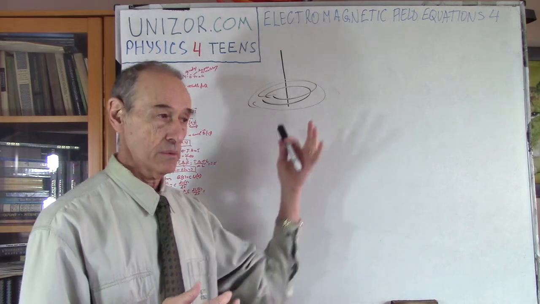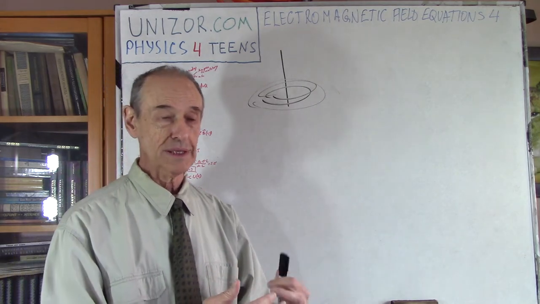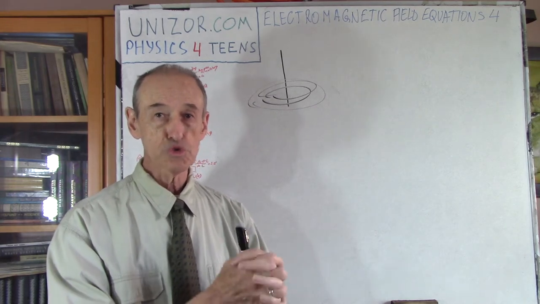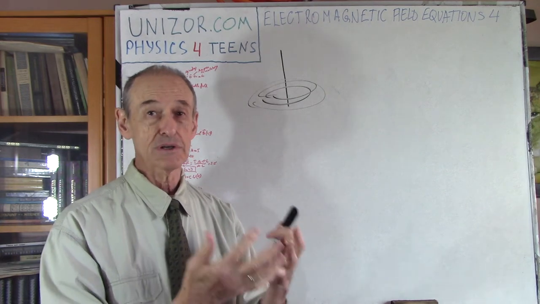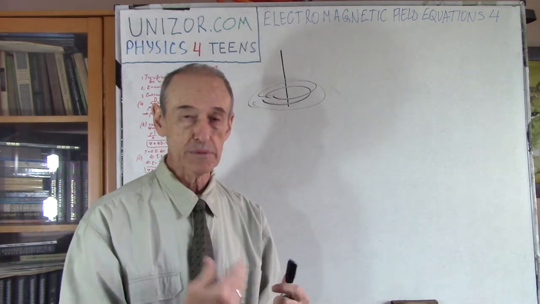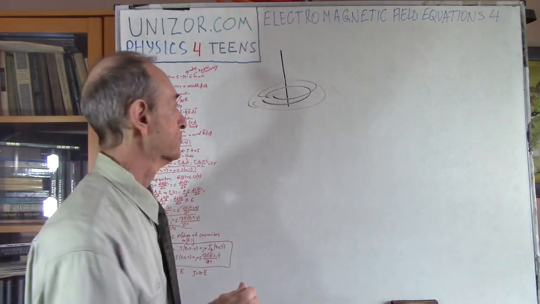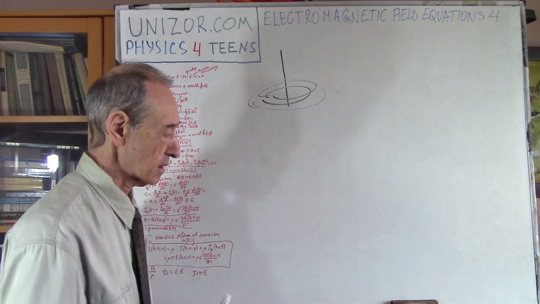So one source generates a certain magnetic field, and another generates a certain magnetic field, and the fields superpose, and you can basically just add the vectors which describe the intensity of the field from the one source and from the other source. Okay, so let's start with this.